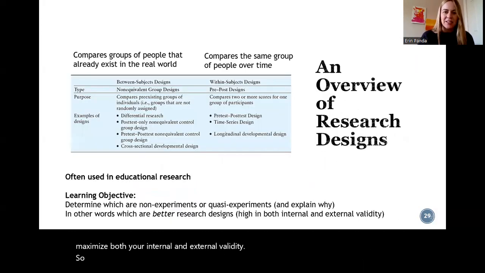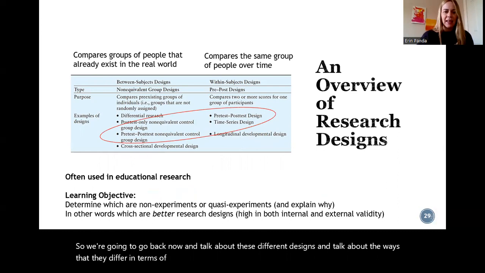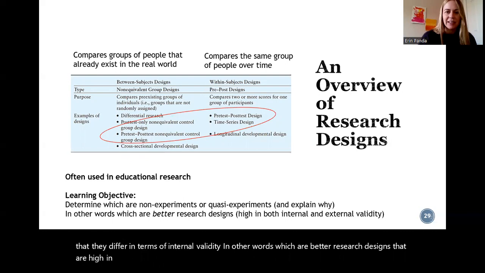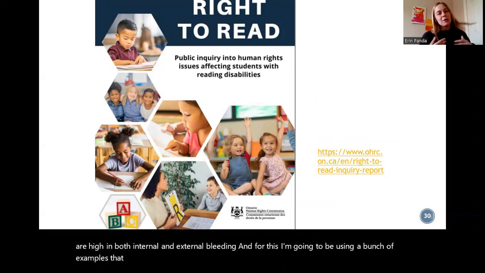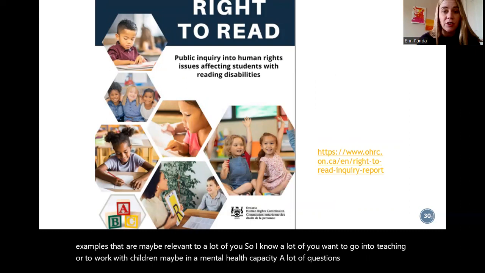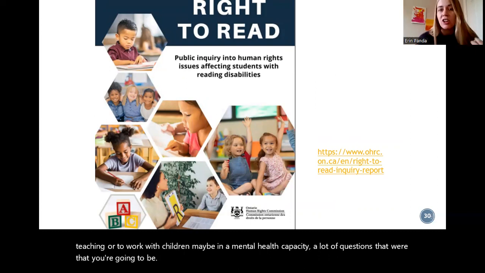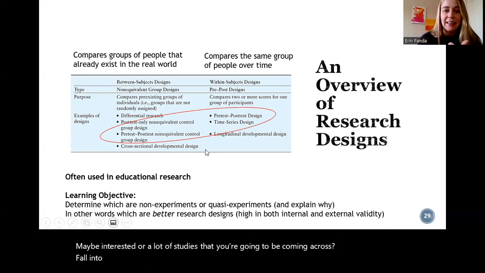So we're going to go back now and talk about these different designs and the ways that they differ in terms of internal validity. In other words, which are better research designs that are high in both internal and external validity. And for this, I'm going to be using a bunch of examples that are maybe relevant to a lot of you. So I know a lot of you want to go into teaching or to work with children, maybe in a mental health capacity. A lot of questions that you're going to be interested in, or a lot of studies that you're going to be coming across, fall into this category right here.